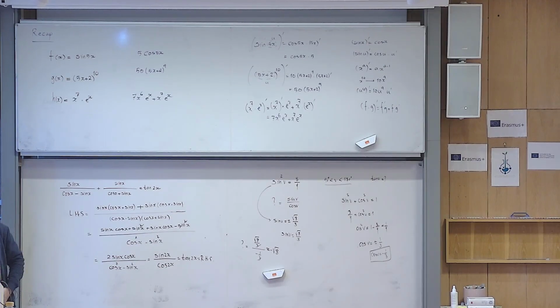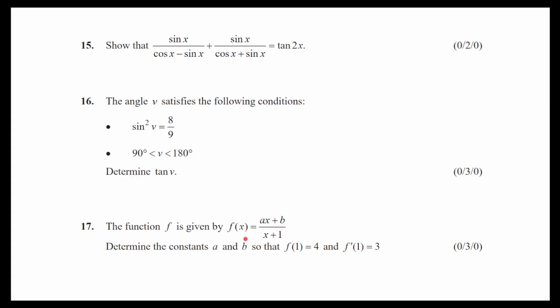Okay, one more problem we solve so that we are certain that we pass. Okay, so the function f is given by this, and 2 informations are given. Determine constants a and b so that f of 1 is 4, f prime of 1 is 3. Very straightforward question.